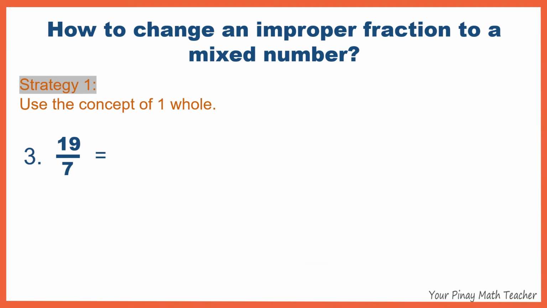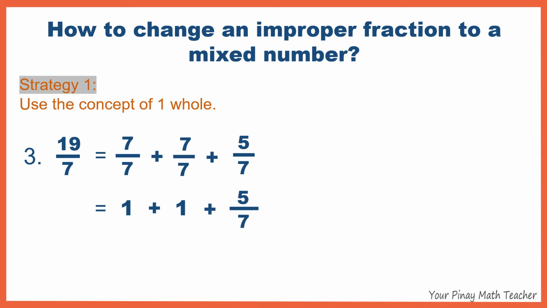Example 3. 19/7. How many 7/7 are there in 19/7? Yes, there are 2 7/7, because 2 7/7 will give us 14/7, and we only need 5/7 to make 19/7. Changing 7/7 to one whole, we have 1 plus 1, and then bring down plus 5/7. Adding all of them, we get 2 wholes and 5/7. This is the mixed number that is equivalent to 19/7.